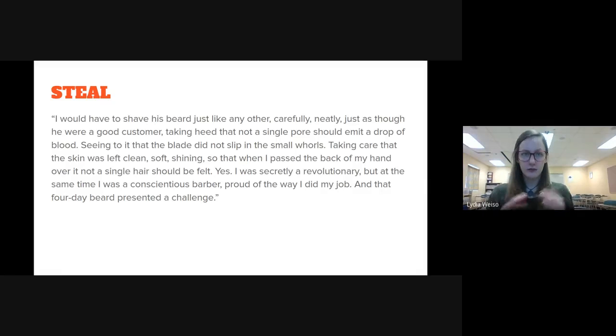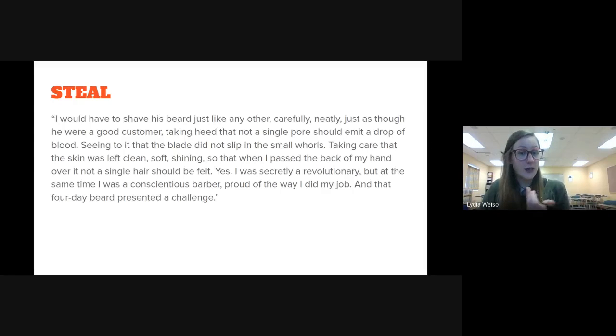So at just a character level, we learn several things about the barber, right? We learn that they are a conscientious barber. They're really, really focused on the details. Not a single pore should emit a drop of blood, the small whirls of hair in the beard, taking care that the skin was left clean, soft, and shiny. This person is so detail-oriented. You might say that they're not just conscientious, but really detail-oriented. They are very precise. They are a very, very focused person, right? You can read that into this character because the evidence is there.